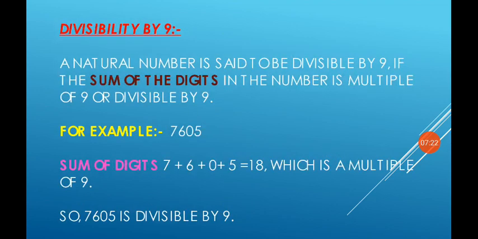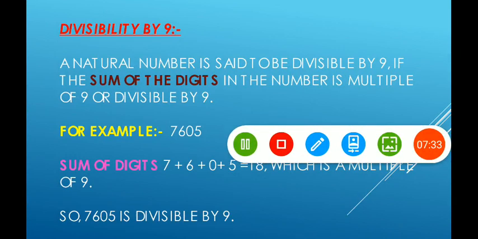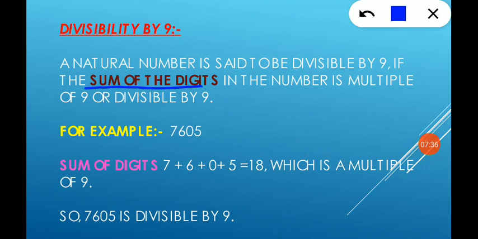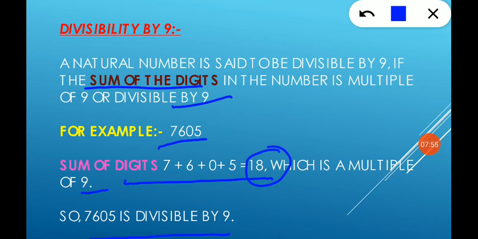Now, divisibility by 9. Again, it is the same as what we studied for divisibility by 3. We have to find the sum of all the digits. If the sum of digits is divisible by 9, then the number is also divisible by 9. For example, 7,605: the sum of all digits is 18, which is divisible by 9, hence 7,605 is also divisible by 9.